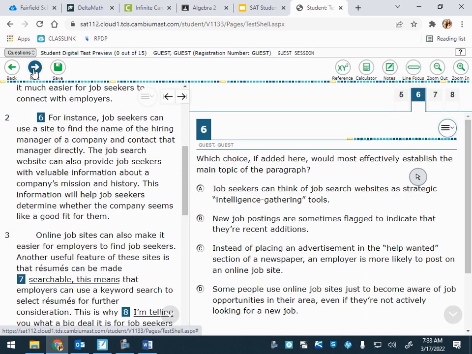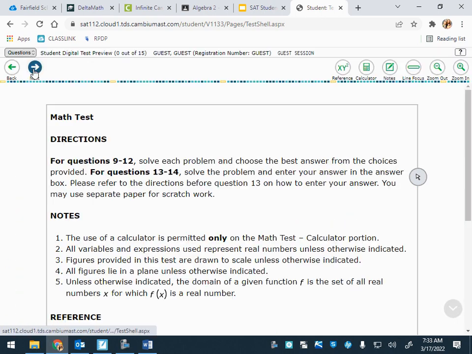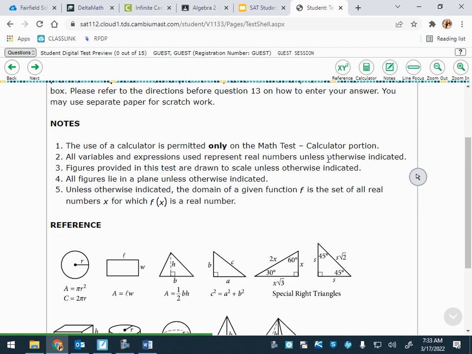writing, until we get to the math section, which is in this one, the last one. There is a non-calc and calculator section for this, okay? So here's your directions, okay? Here's your directions. The use of the calculator is permitted only on the math test calculator portion. All variables and expressions used represent real numbers. So in general, there is no negative numbers. No answers that are negatives, okay? They tell you that from the beginning and throughout every direction that you see, okay? So there's no negative answers.